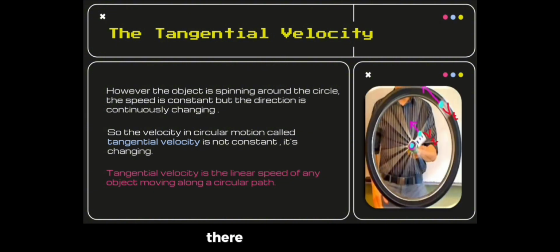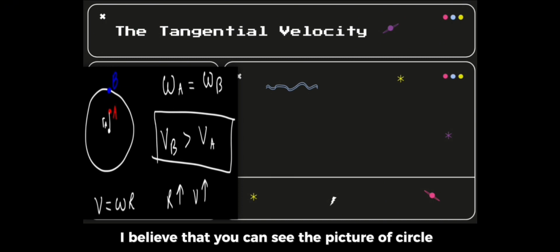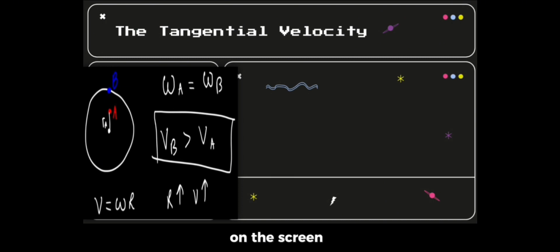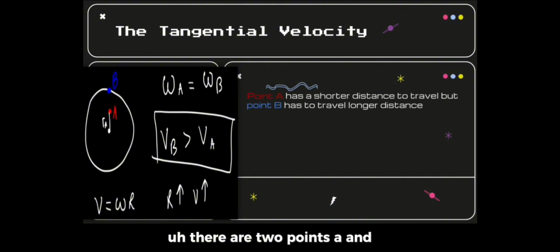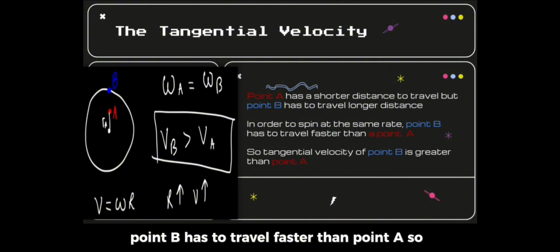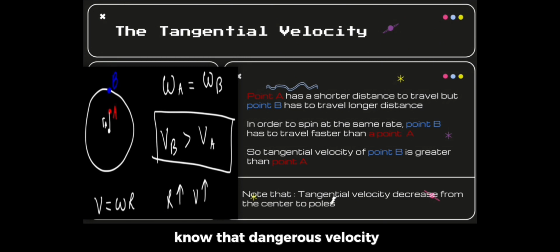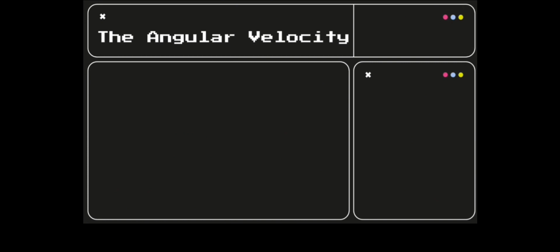As you can see in the picture, there are 2 points showing the direction of the tangential velocity. I believe that you can see the picture of circles on the screen. On the screen, there are 2 points A and B on the circles. Point A is colored red and point B is colored blue. Point A has a shorter distance to travel, but point B has to travel a longer distance. In order to spin at the same rate, point B has to travel faster than point A. So, the tangential velocity of point B is greater than point A. Note that tangential velocity decreases from the poles toward the center.